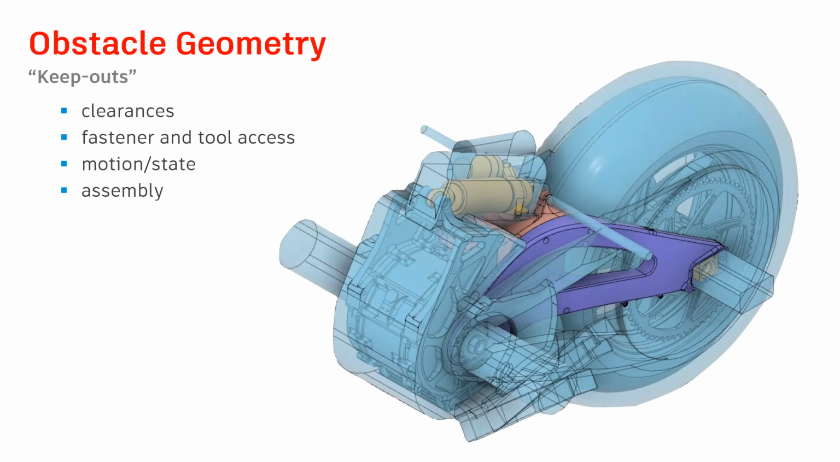So next, we also need to create our obstacle geometries. And this is really the opposite. With obstacle geometries, we're looking at creating or extracting geometry, telling generative that we can't generate anything within these sections. So it could be things like moving parts, it could be fastener and tool access, it could be the assembly itself. This is the geometry that we're telling generative to avoid.